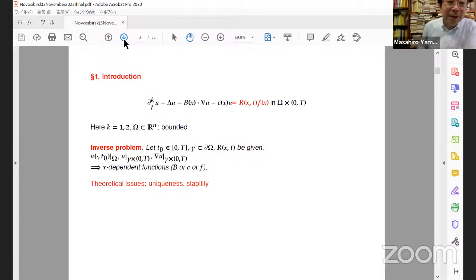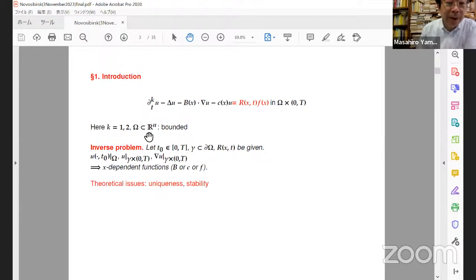Mainly, we will consider the following equation. k can be 1, k can be 2. Of course, k equal 1 is a parabolic equation, and k equal 2 is a hyperbolic equation. Then Δ is usually the Laplacian, and there are some lower order terms and a non-homogeneous term. We will consider mainly a bounded domain Ω.